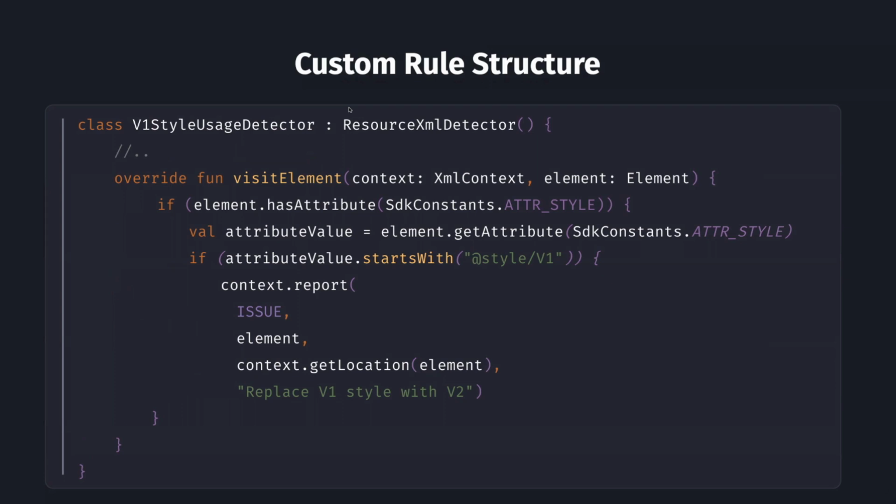We use the context to report the issue, and it has four parameters. First is the issue object we created earlier. Second is the element on where it's occurring. The third parameter is the location, and here we're using the context to get the location of the element. This will give information in the console about the particular line where the issue occurred, and it helps the developer quickly resolve it. And the last parameter is a short text that gives you some info when Lint reports this error. There's also an optional fifth parameter, which we will take a look at later.